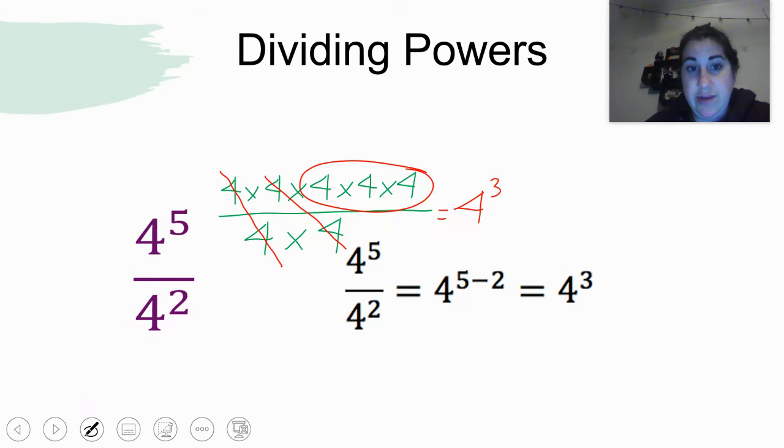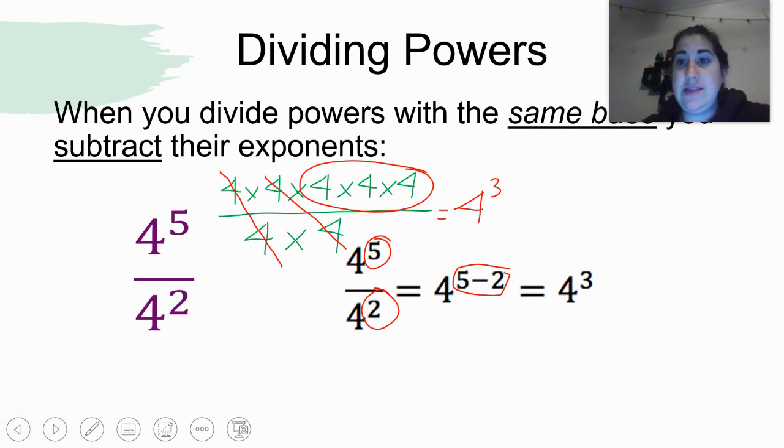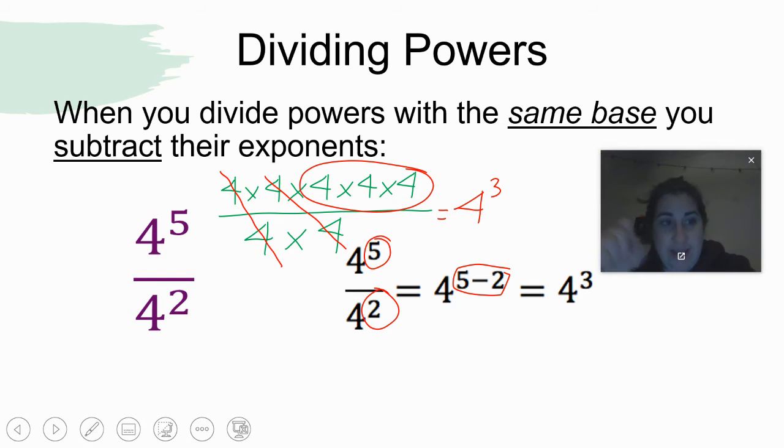What did I end up doing? Well, I did 5 minus 2. So I actually took the exponents and I subtracted them. So the rule for dividing powers is, as long as it has the same base, you subtract their exponents.